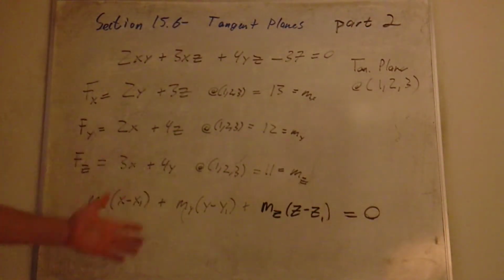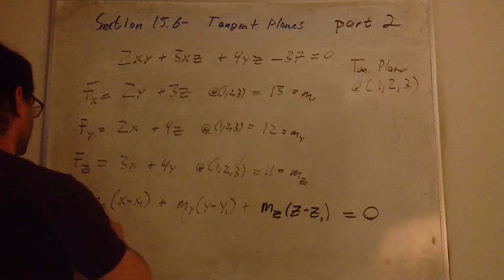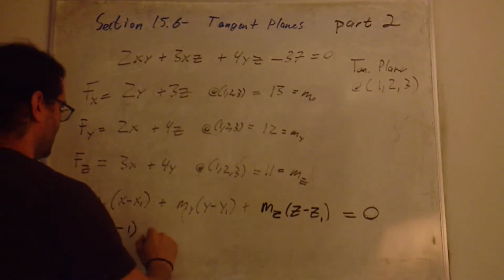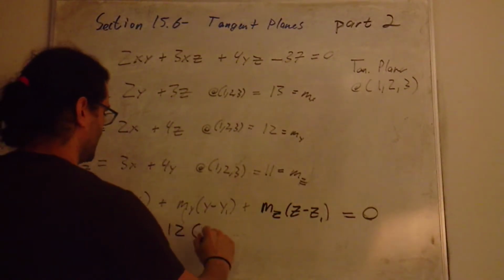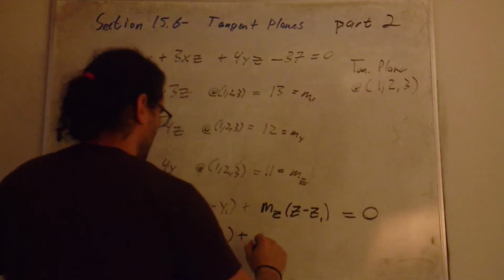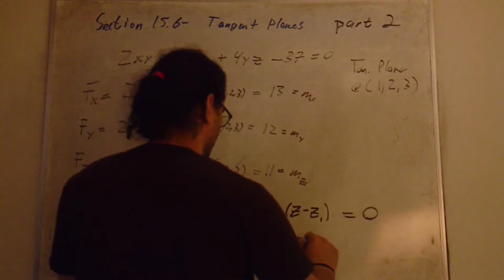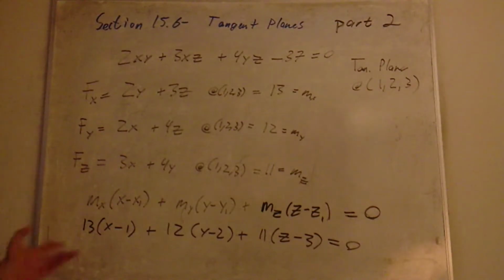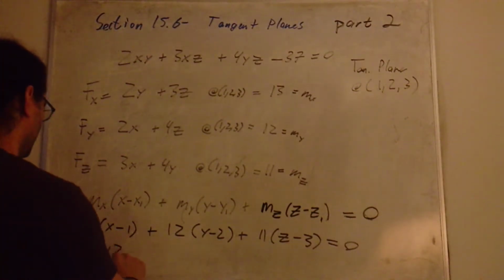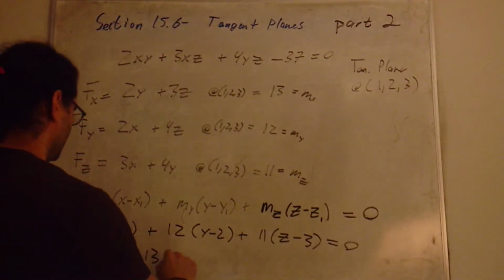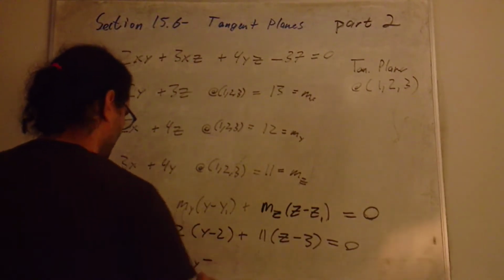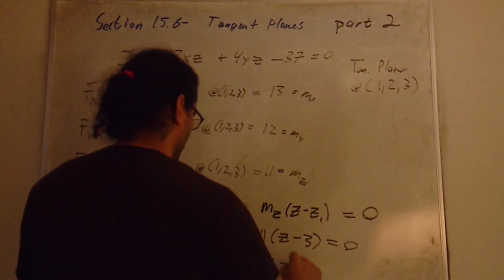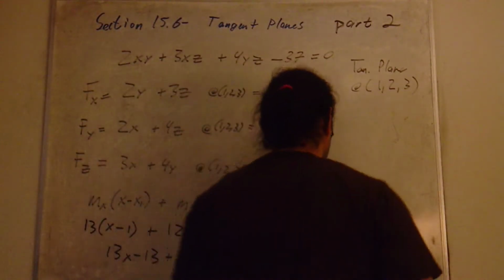So we can plug all these things in. This will be 13 times x minus 1 plus 12 times y minus 2 plus 11 times z minus 3, and that will equal 0. And then you can simplify this a little bit. 13x minus 13 plus 12y minus 24 plus 11z minus 33 equals 0.